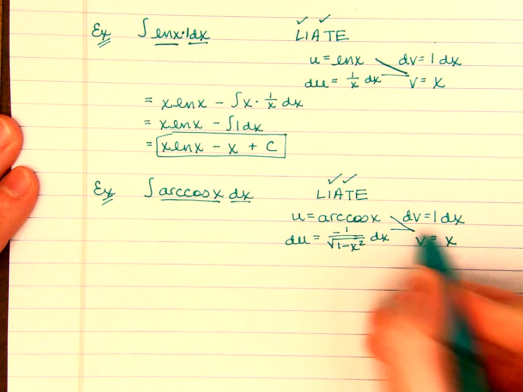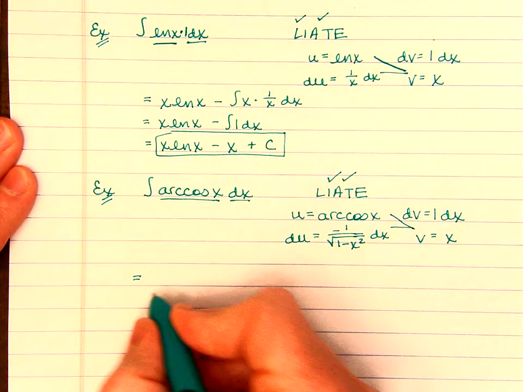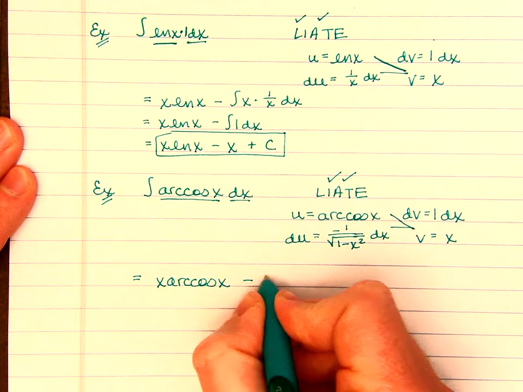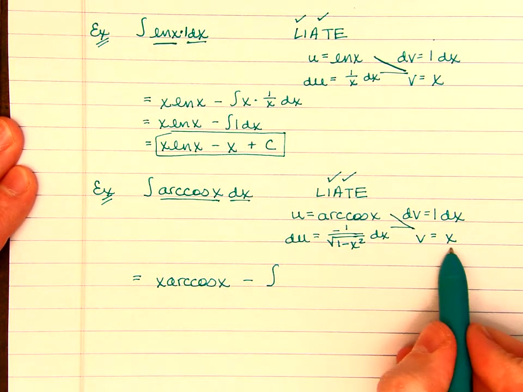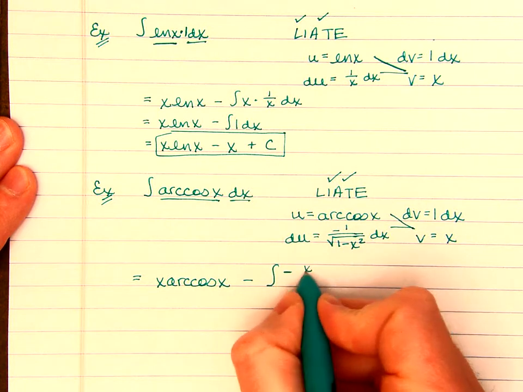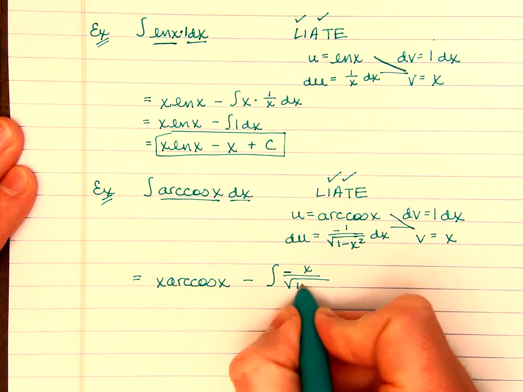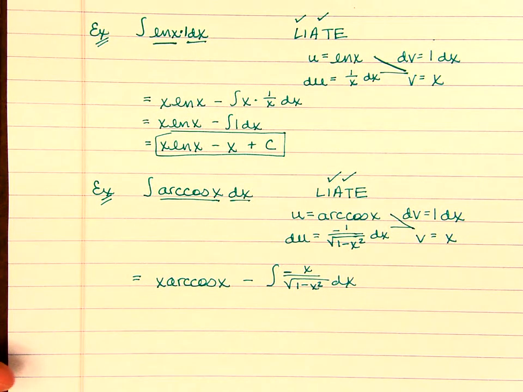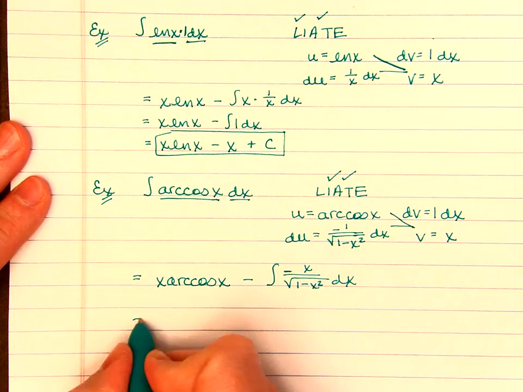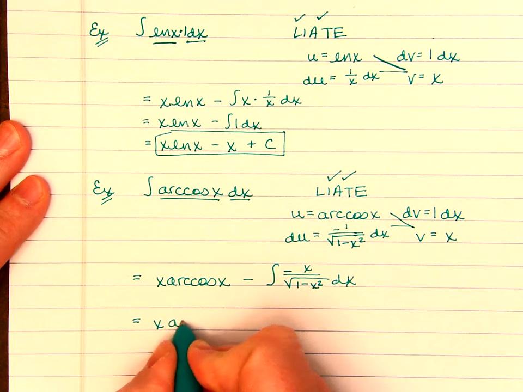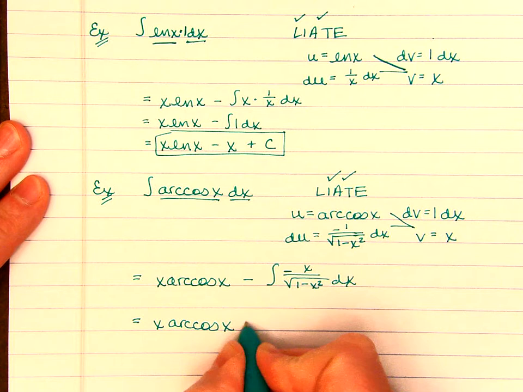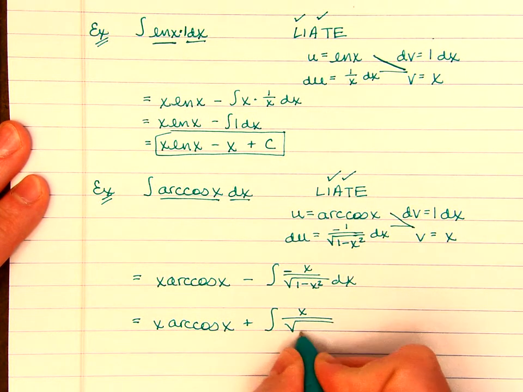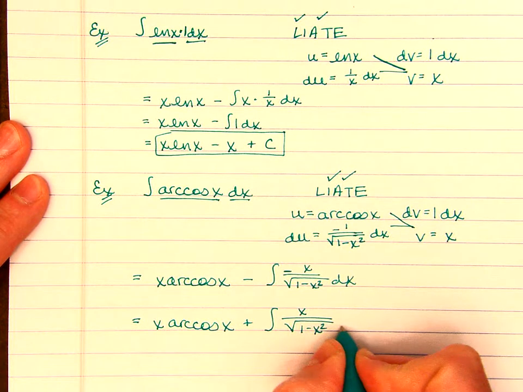We can now do u times v minus the integral of v du. Okay, this is x times the arc cosine of x minus the integral of this thing times that thing, negative x over the square root of 1 minus x squared dx. Why don't I clean this up a little bit and do away with those double negatives, and I can call this x times the arc cosine of x, just plus the integral of x over the square root of 1 minus x squared dx.